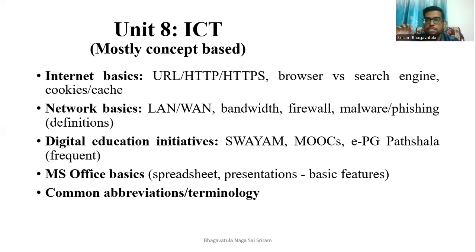Next one is MS Office basics related to spreadsheets, presentations. MS Word, what features you need to be using, what are the basics related to MS Office, PowerPoint, Word document, and this Excel sheet, what features you need to be knowing. That can be asked in this unit. Next one is common abbreviations or terminology. As I have told you right now, they can ask you the full form of MOOC, the full form of SWAYAM. Everything has a full form. That abbreviation also you need to see.